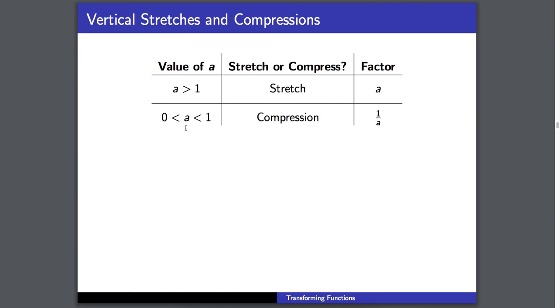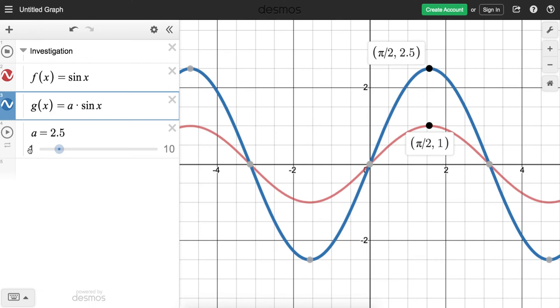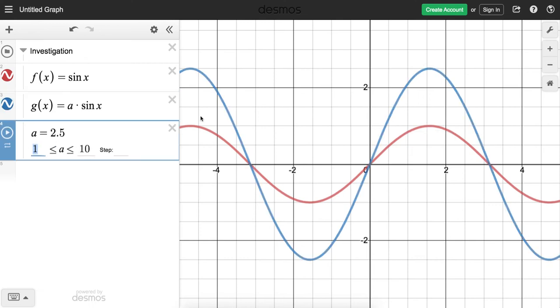A vertical compression, when your value of a is between 0 and 1, the factor is the reciprocal. The reason for that is because compression is going to measure how much closer to the x-axis we are now versus what we were originally. So let's take an easy one like a half. A half is between 0 and 1. So if we take a look at, we'll go between 0 and 1 again.